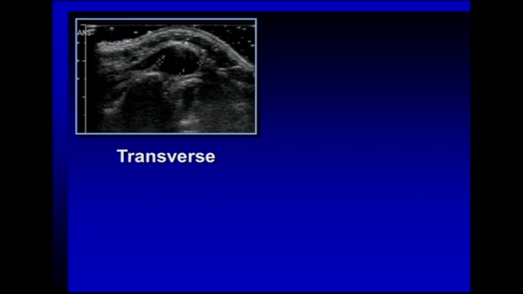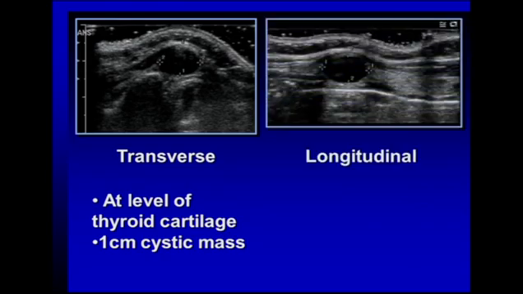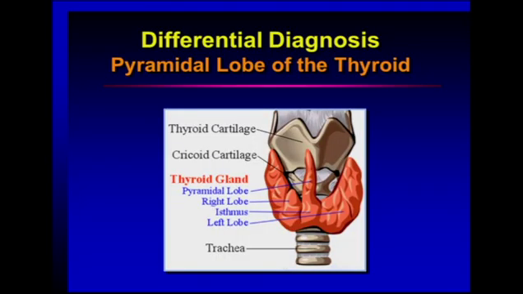This is a different patient with a cystic mass in the mid-upper neck. We can see this at the level of thyroid cartilage, measuring 1 centimeter in size. If we look at it longitudinally, we can see the cystic mass again. If we look carefully just caudal to the cyst, we see a tongue of thyroid tissue extending superiorly to surround the cyst. And this is a cyst within a pyramidal lobe of the thyroid, which extends up medially from the isthmus of the thyroid.